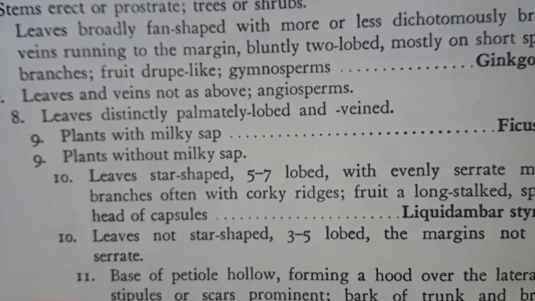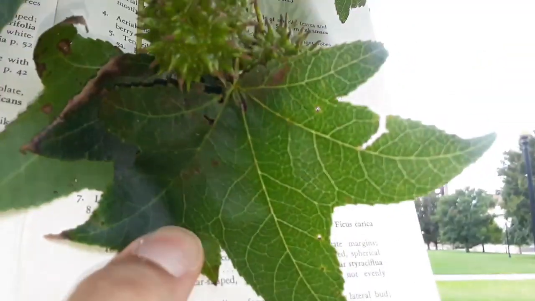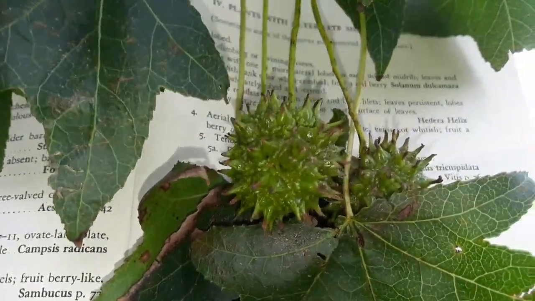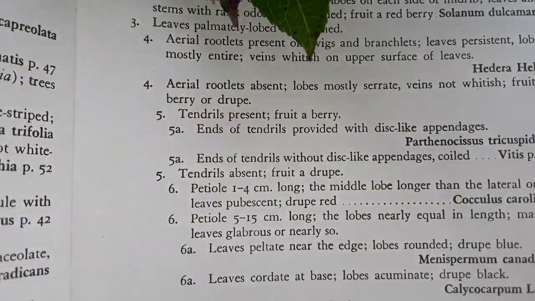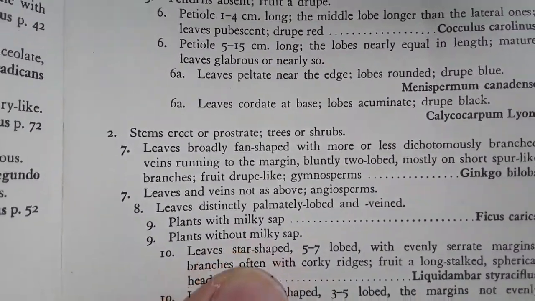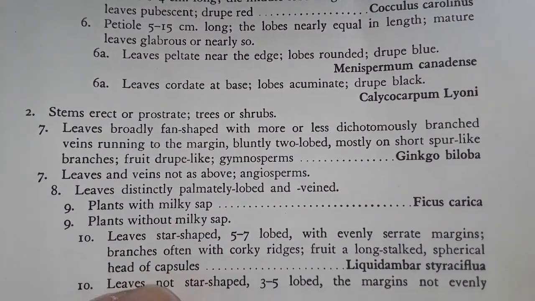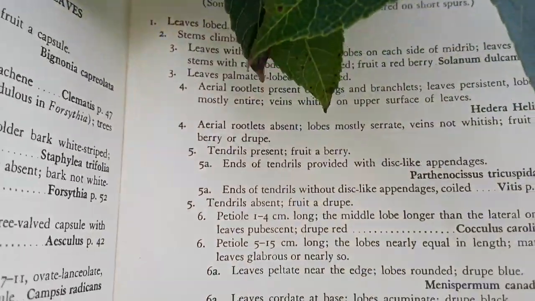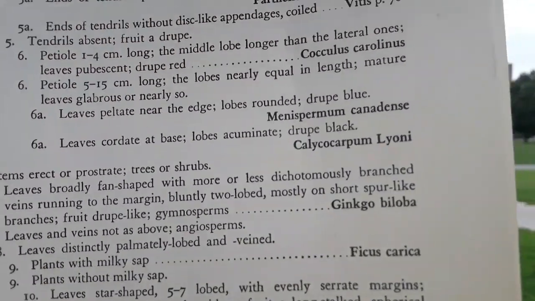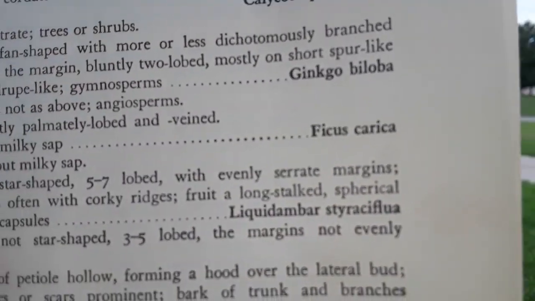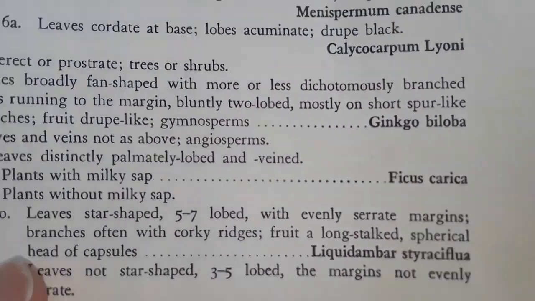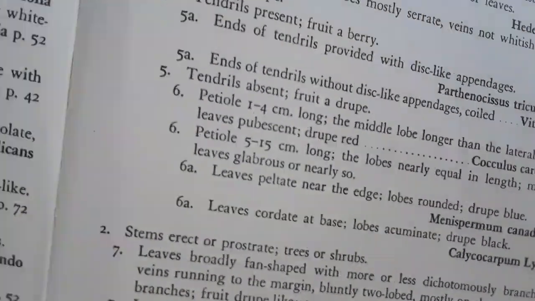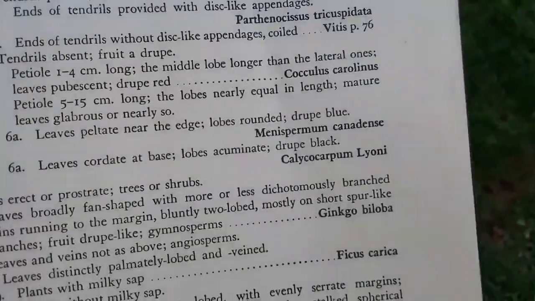Plants without a milky sap. Leaves star-shaped, 5 to 7 lobed. Yes. So here's the example of that. You have 1, 2, 3, 4, and 5 lobes. And then it asks: fruit a long-stalked, spherical head of capsules. Yeah, I would say so. And that takes you to Liquidambar styraciflua, the sweet gum. This is a commonly planted street tree. It is also planted on campuses like this one, and it likes wetlands. So keep that in mind.